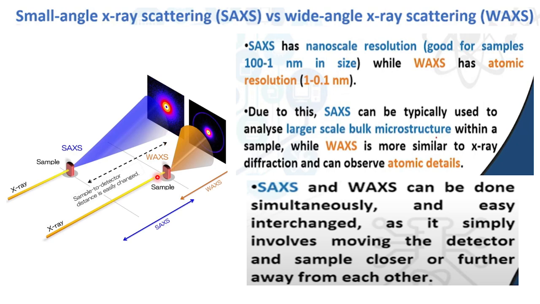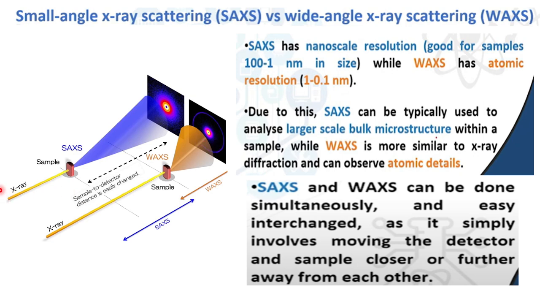And SAXS has a nanoscale resolution. And as we have also discussed, object size is inversely proportional to the angle. So it can cover 1 nanometer to 100 nanometer. Now, in case of wide angle, the angle is more than 5 to 90 degrees. So we can only get resolution from 1 to 0.1 nanometer. So we can cover a much larger range through SAXS.